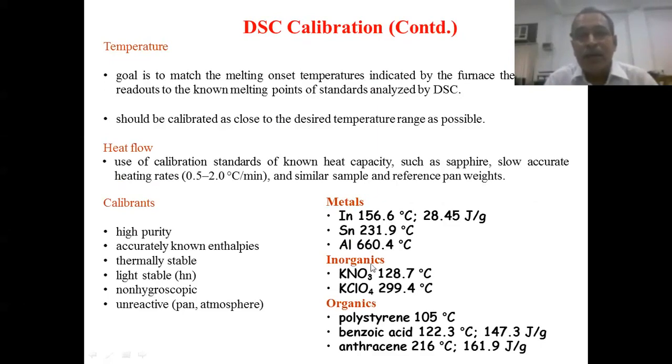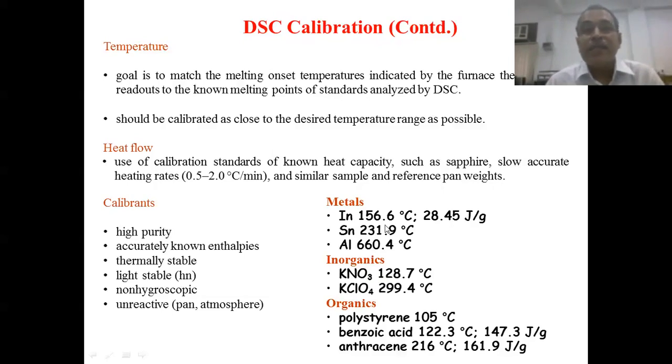You may have inorganic calibrants, you may have organic calibrants, and you need to calibrate your instrument properly according to the need of your temperature range, according to the need of the material enthalpy, and all these. You have to make the proper choice. The best thing about the DSC is that a very small sample is needed. Only 2 to 3 milligrams of the sample is needed for the study. And you can guess that 2 milligrams of the sample is a very small sample.